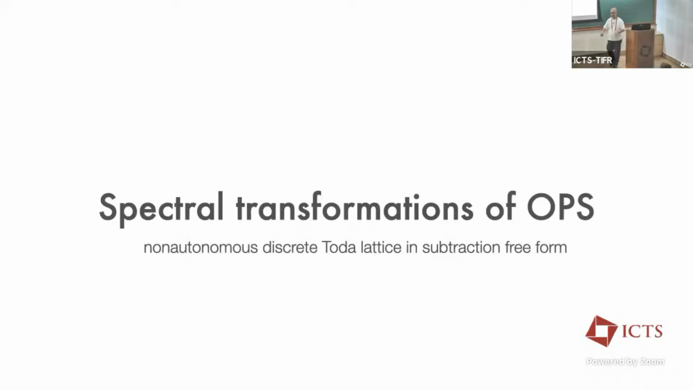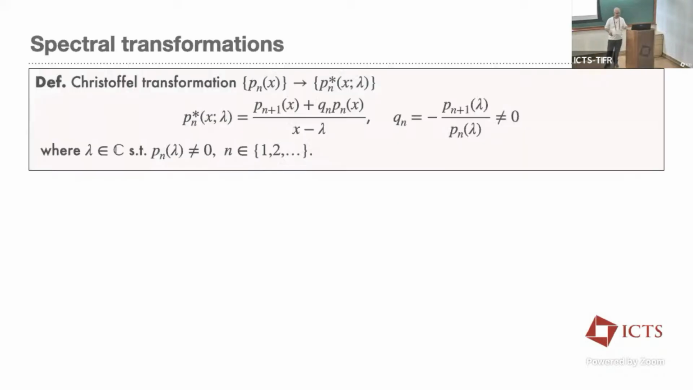After that, sorry, some people already know this stuff well. But how to understand this orthogonal polynomial system, how to relate it with integrable systems, especially the non-autonomous Toda system. Also, this one is a well-known transformation for orthogonal polynomials, the so-called Christoffel transformation. Here, a sequence of polynomials can be transformed into another sequence of polynomials. So this is a Christoffel transformation.